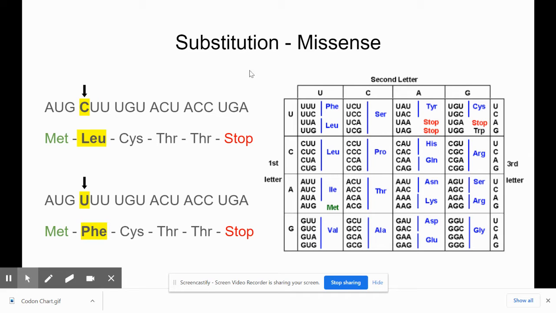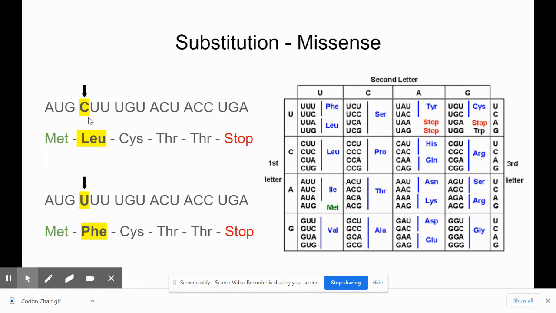The second type of substitution is one that leads to a missense error. A missense is where the substitution leads to the replacement of an amino acid in the sequence. And when you change an amino acid in the sequence, you have the potential to change the protein from something functional to something non-functional.